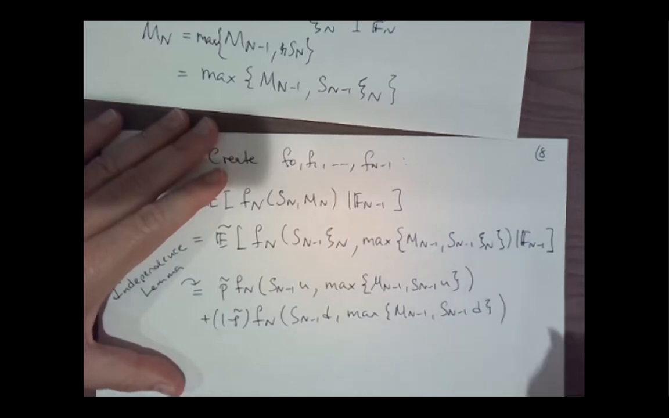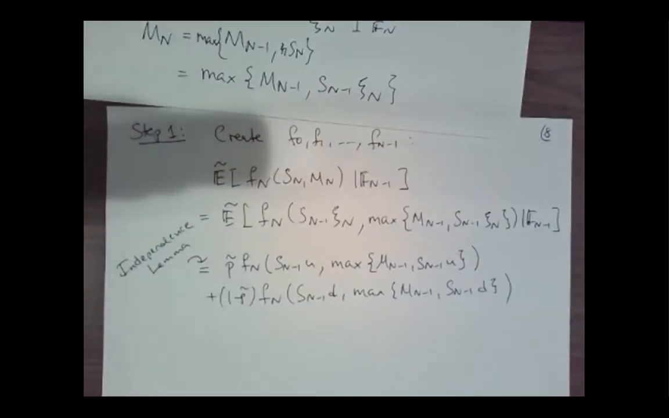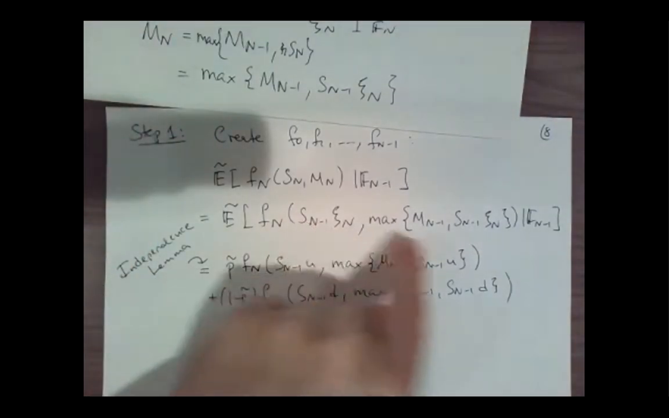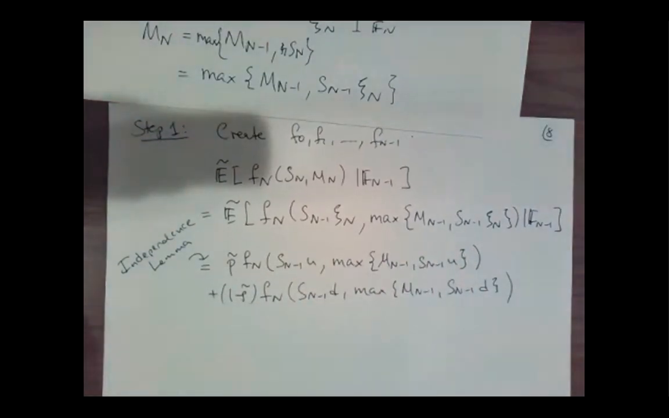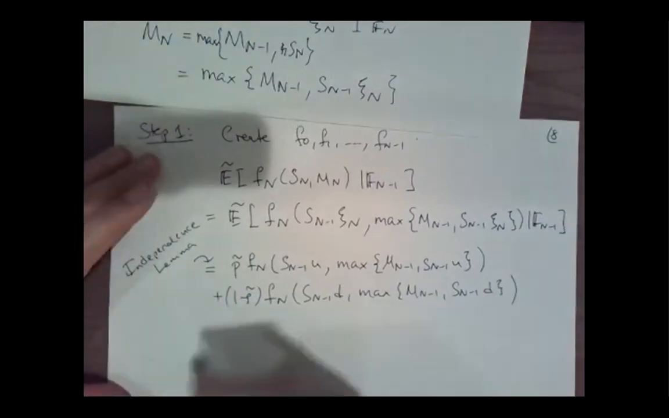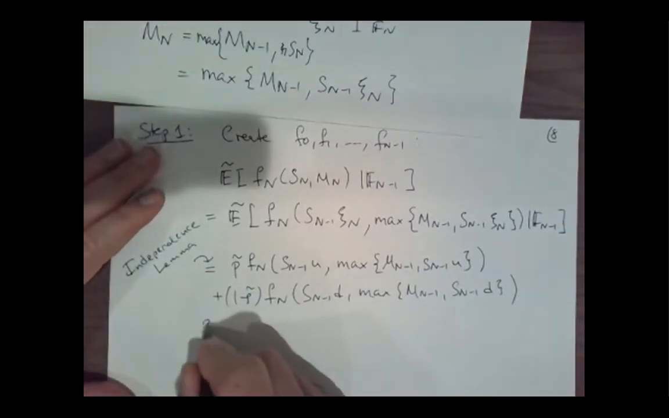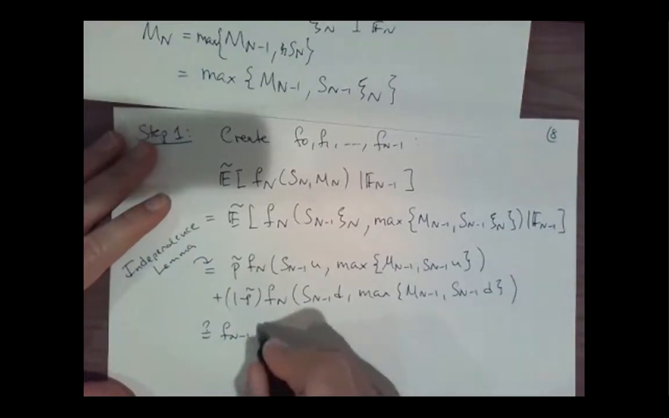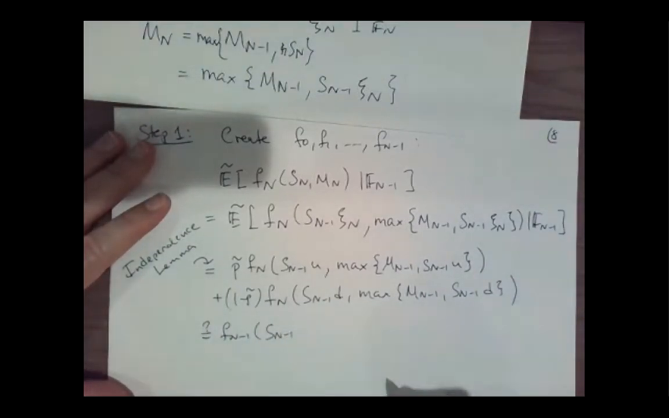It's a lot of writing, but conceptually it should not be so tricky. We use the independence lemma. What you do is you take the average over the independent component. So what I have here will now be my function. I want to write this as Fn minus 1 evaluated at Sn minus 1, Mn minus 1.